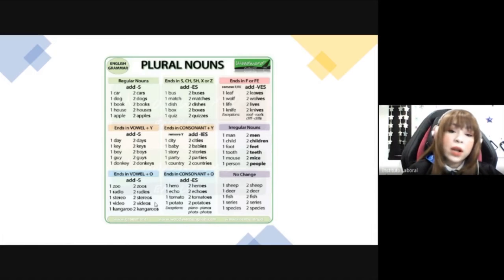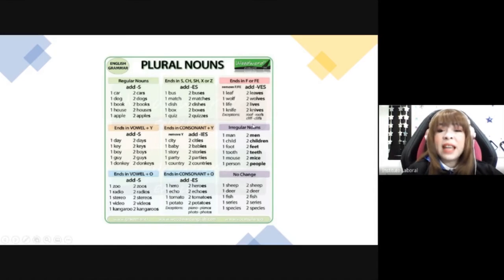Yes, the extra syllable. Then you say one hero, two heroes. One echo, two echoes. One tomato, two tomatoes. One potato, two potatoes. Every rule has an exception, and the exceptions are piano, pianos, and photo, photos, that correspond to the first category.